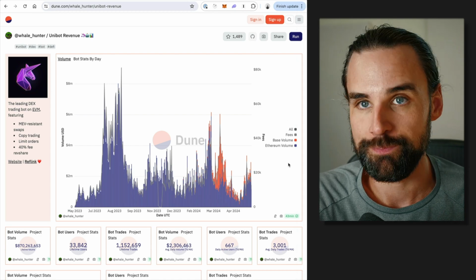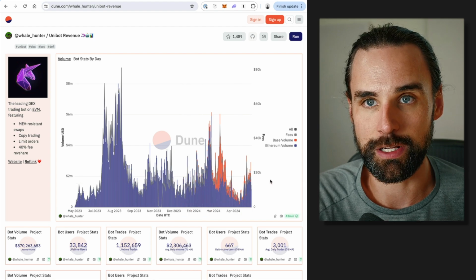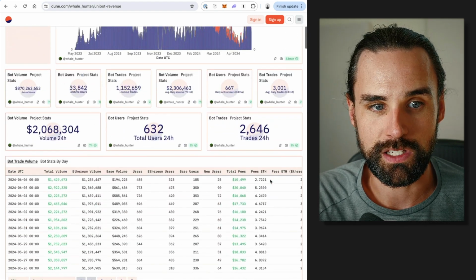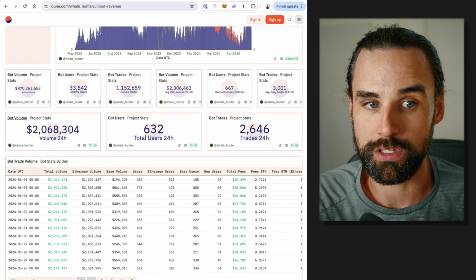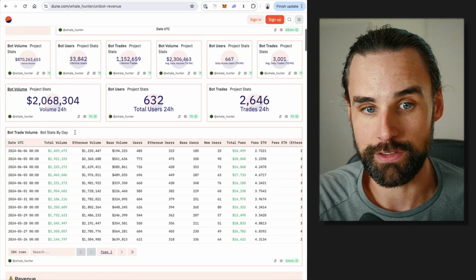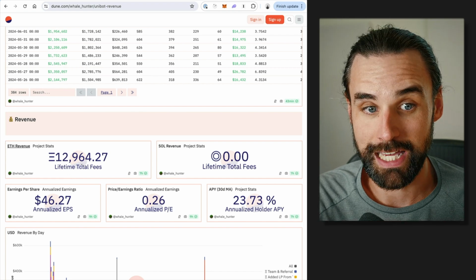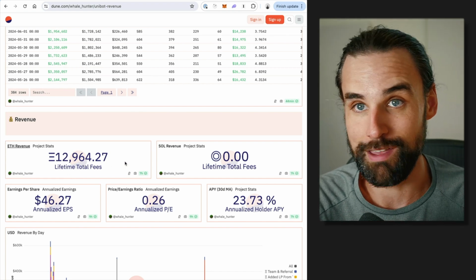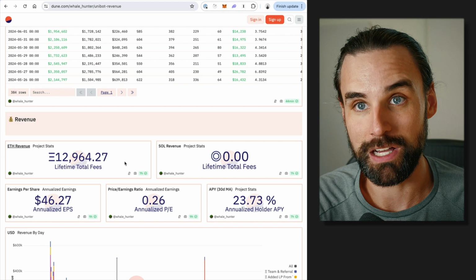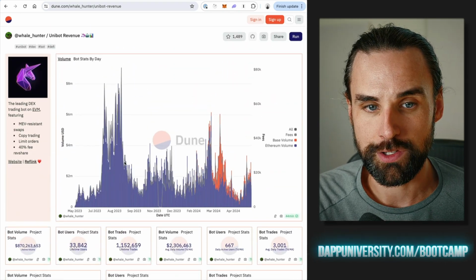For example, I'm just pulling up the revenue for Unibot. Okay, this is a Telegram trading bot. You can see that they've made $2 million in trading volume in the last 24 hours. Obviously, they're capturing a lot of those in fees. All right, the total lifetime fees they've collected is almost 13,000 Ether. So I'll let you just multiply that times the ETH price to see how much that is over the lifetime of creating this application. So this can be insanely lucrative.